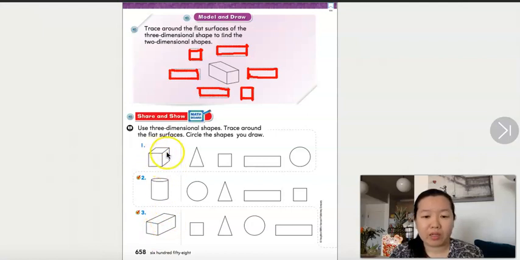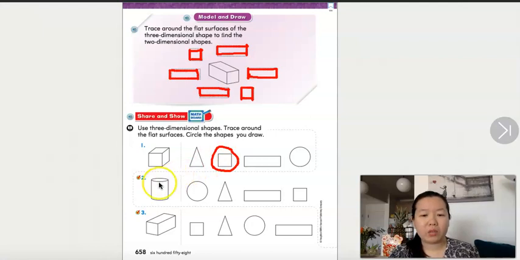So this one is a cube, so which faces do you see? Which flat surface do you see in this shape here? Is it the triangle, the square, the rectangle, or the circle? If you chose the square, you're correct. So let's circle the square. Now, the next one is a cylinder.